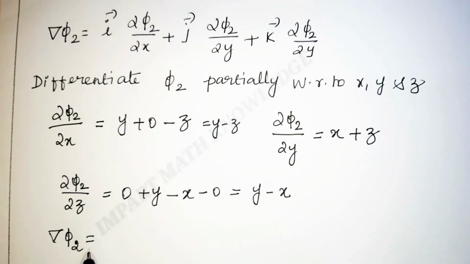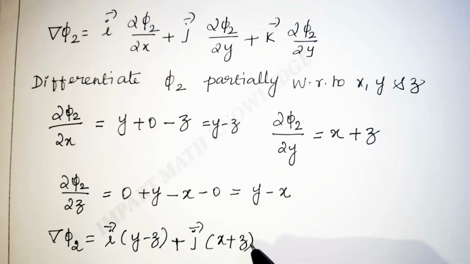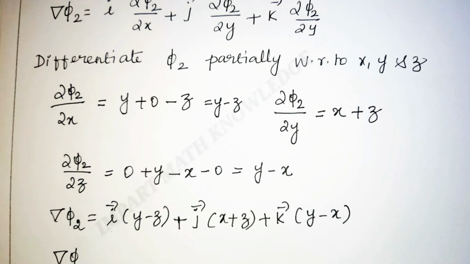Substitute all the derivatives in del pi 2, that is i vector times y minus z plus j vector times x plus z plus k vector times y minus x. Next we have to find del pi 2 at the given point 6, 4, 3.